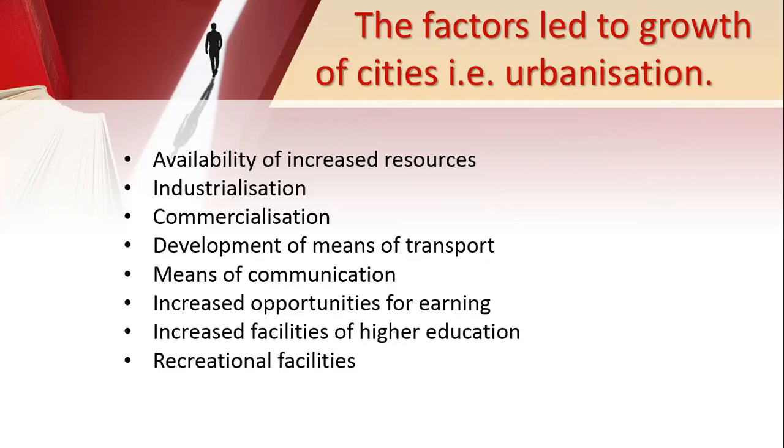The seventh point is the increased facilities of higher education. The maximum number of universities and colleges are in cities. Even big libraries are situated in cities. Not only this, the competitive examination centers and recruiting agencies are located in cities. You can see many universities, colleges and schools compared to the rural areas. You can see more colleges, schools and universities in the cities or the urban areas. And the last point is recreational facilities.